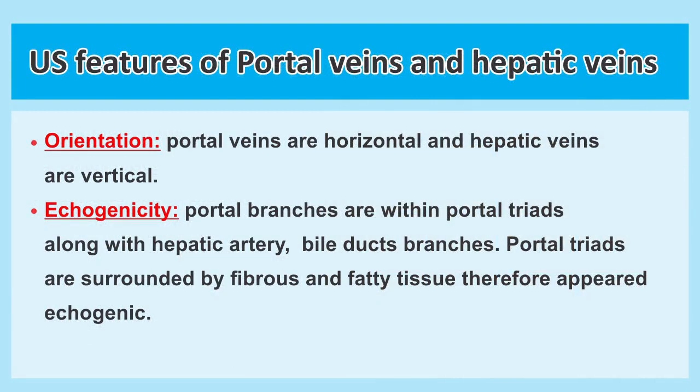Sometimes the question arises as to how to differentiate the portal veins from the hepatic veins. Here are a few characteristics that we can discuss. One is orientation. Portal veins are horizontal and hepatic veins are vertical. Next, echogenicity. Portal branches are within portal triads along with hepatic artery and bile duct branches. Portal triads are surrounded by fibrous and fatty tissue, and therefore appear echogenic.